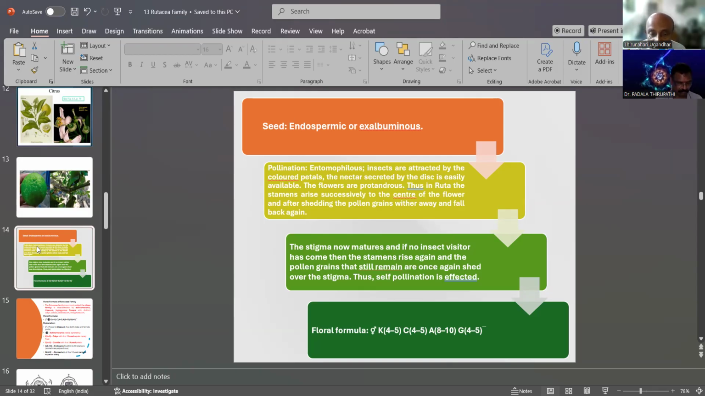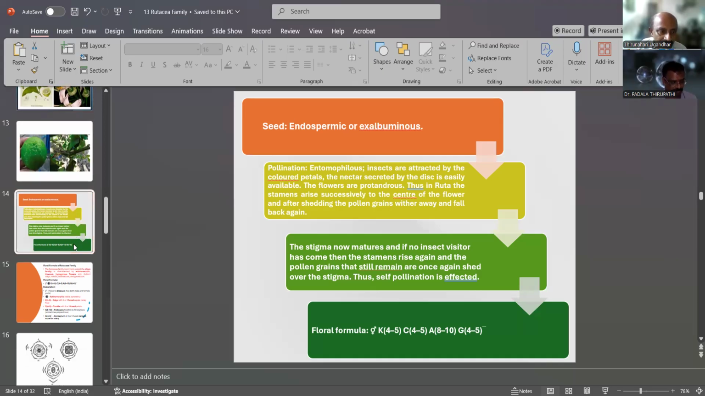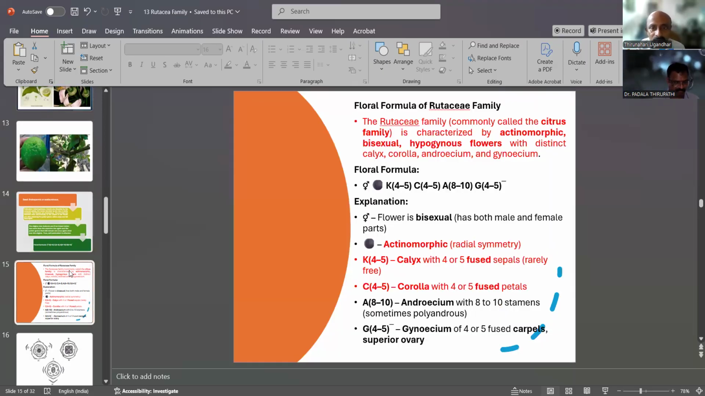So the floral formula: bisexual, K means calyx or sepals, 4 to 5, corolla means petals, 4 to 5, androecium 8 to 10, gynoecium 4 to 5 carpels, also pentacarpellary ovary. This is a simple description of the floral formula. And this family is economically very important. This is the floral formula of the Rutaceae family, commonly called the citrus family.